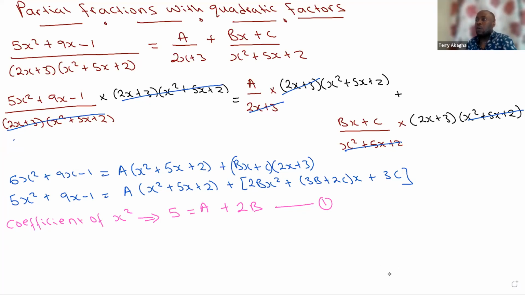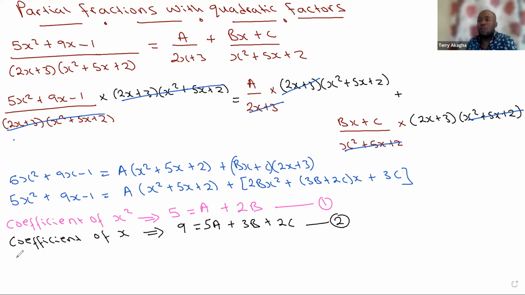The next one, we're going to look for the coefficient of x. Then the coefficient of x here is 9, equal to, here is going to be 5, so it's 5a, plus the x here, which is 3b plus 2c. Can you see? And this will give me equation 2. Then the last one that you're going to look for is the coefficient of the constant.